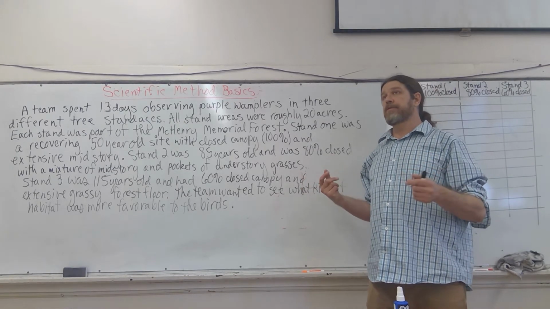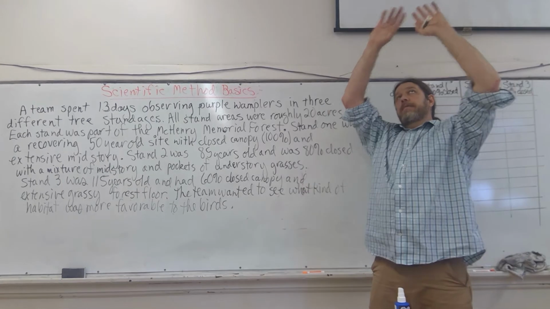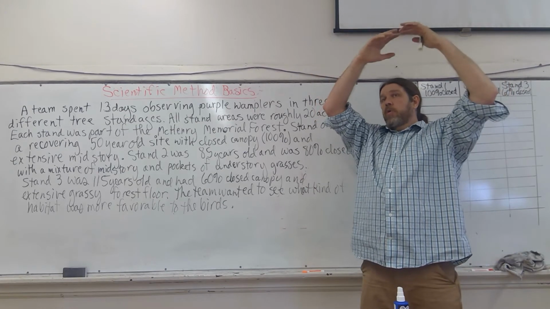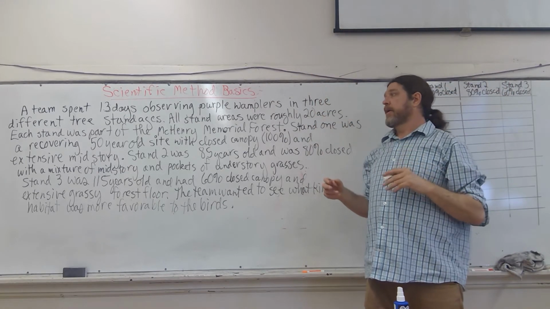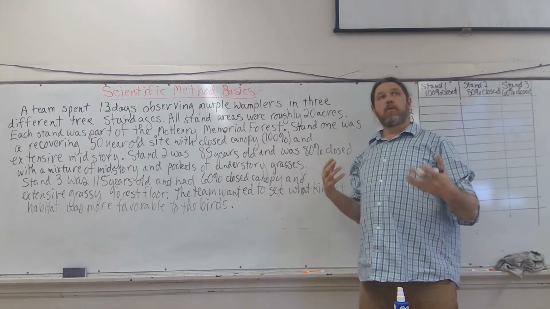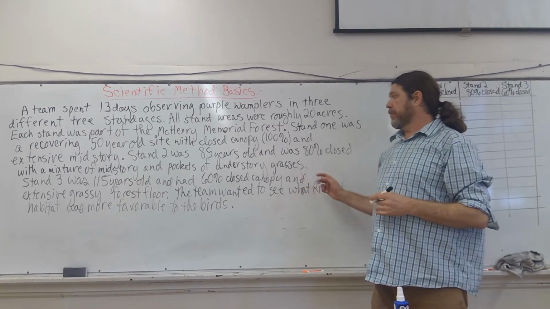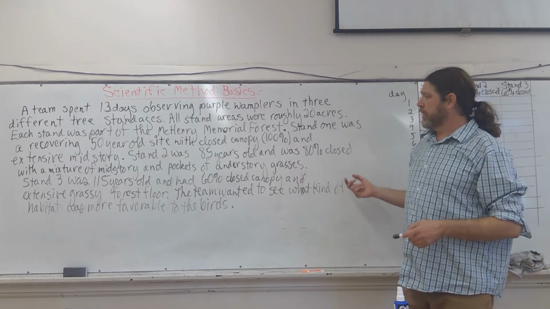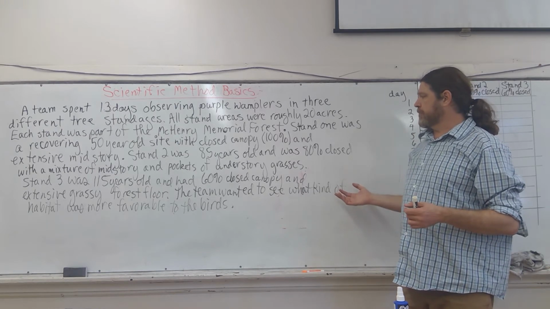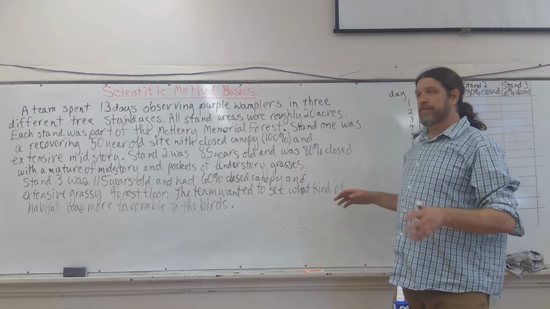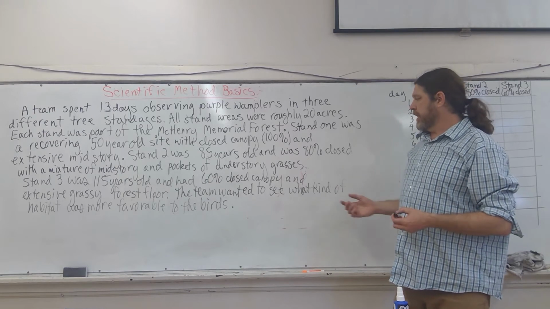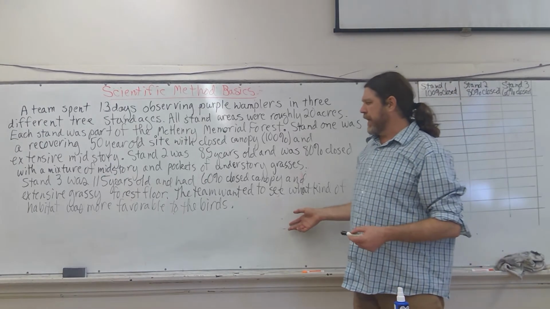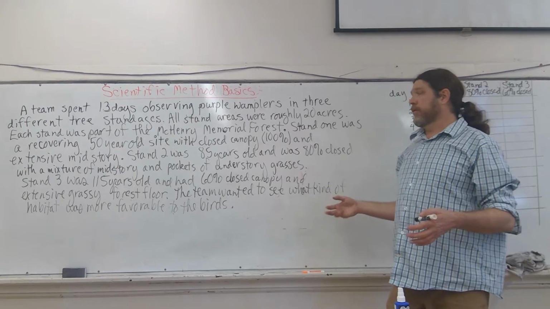So, not surprisingly, if a canopy of trees is not totally closed and totally shading out, you'll start seeing more grassy, small plants on the ground. Stand 3 is even older. It's 115 years old and has a 60% closed canopy and extensive grassy forest floor. The team wanted to see what type of habitat was more favorable to the birds.